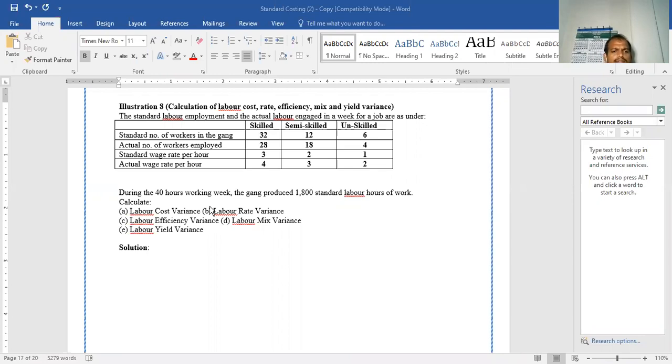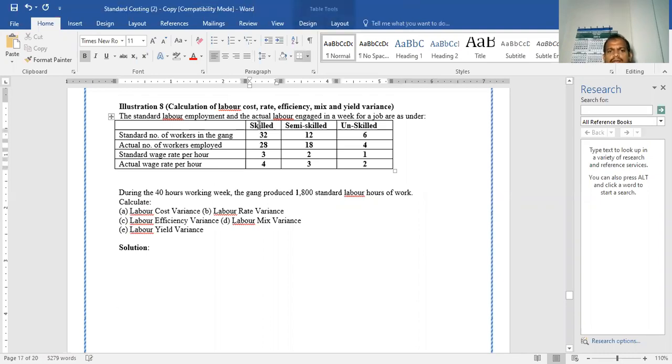So the number of workers in a gang were categorized into three types: skilled, semi-skilled, unskilled. Standard number of workers in the gang: 32, 12, 6, total 50. Actual number of workers employed: 28, 18, 4, total 50.